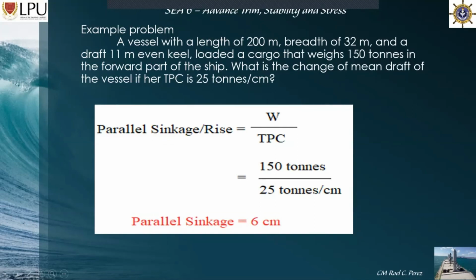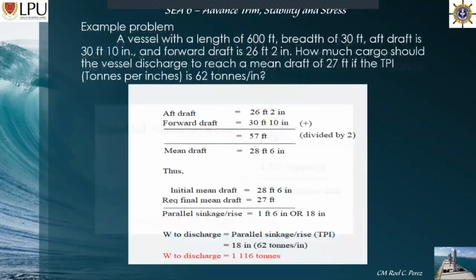But you have also to, this one we are not applying the change of trim, COT, no? We should also apply this one because you loaded the cargo on an even keel, 150 tons in the forward part. Ibig sabihin, sumubsob ka, no? But we are only talking about the sinkage. Okay, I think we continue next meeting.